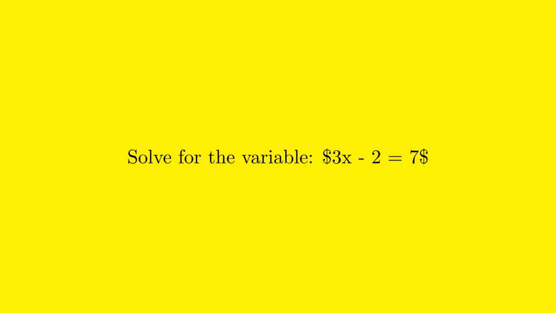Welcome to today's instructional video on solving for a variable in a simple linear equation. In this video, we will go step by step to solve the equation 3 times x minus 2 equals 7. By the end of this video, you will have all the tools you need to confidently solve similar equations on your own. So grab a pen and paper and let's get started.